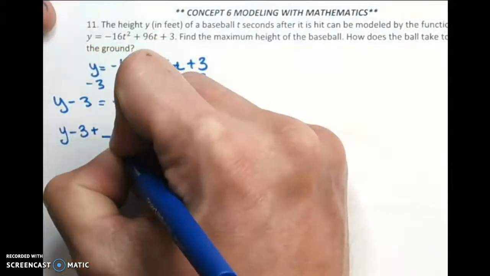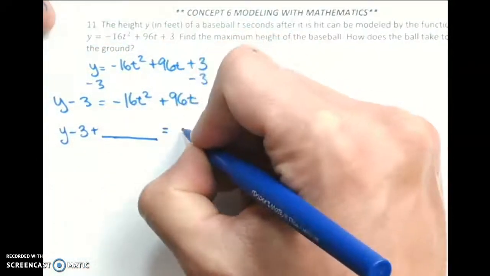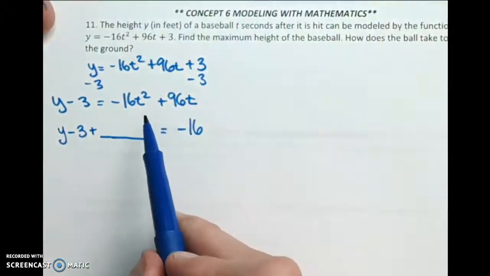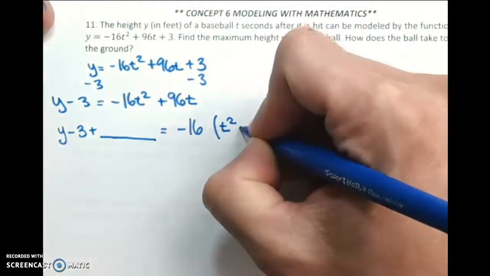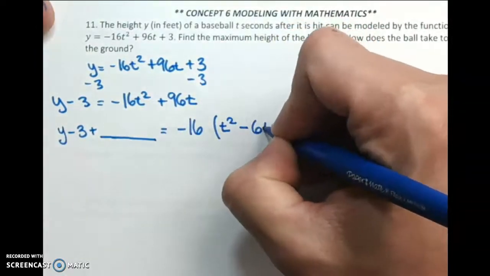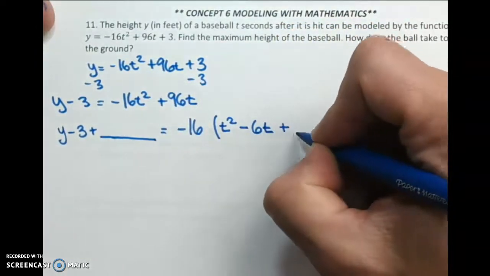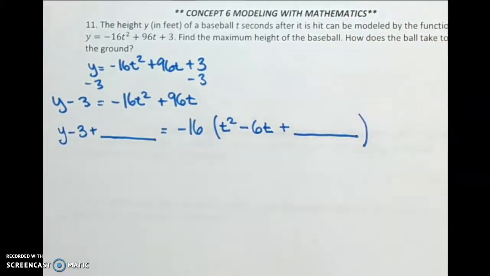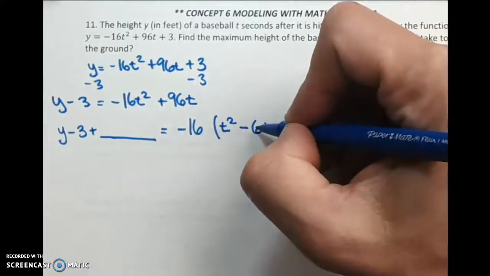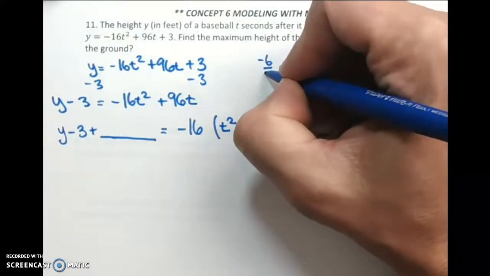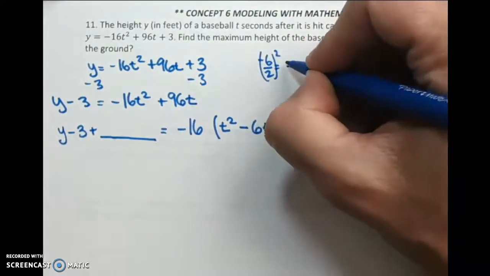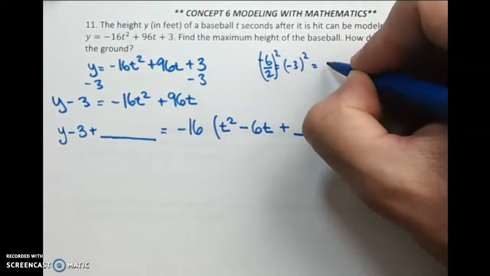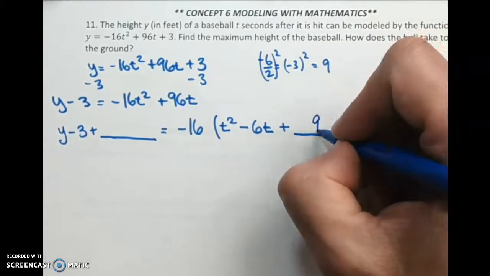I'm going to do plus whatever I need to complete the square. I'm going to factor out negative 16 from both of these. So that leaves me with t squared minus 6t. And then I'm going to say plus blank to give me that perfect trinomial square. b divided by 2 squared, so I have negative 6 divided by 2, which is negative 3, and then squared, which is 9. So I'm going to add 9 to this side.